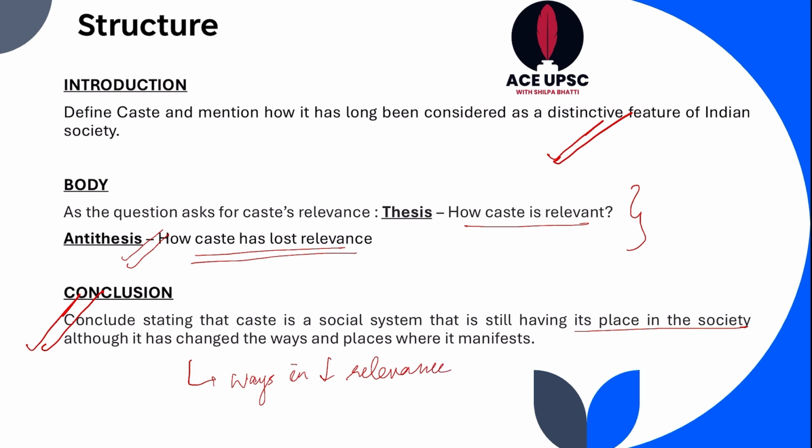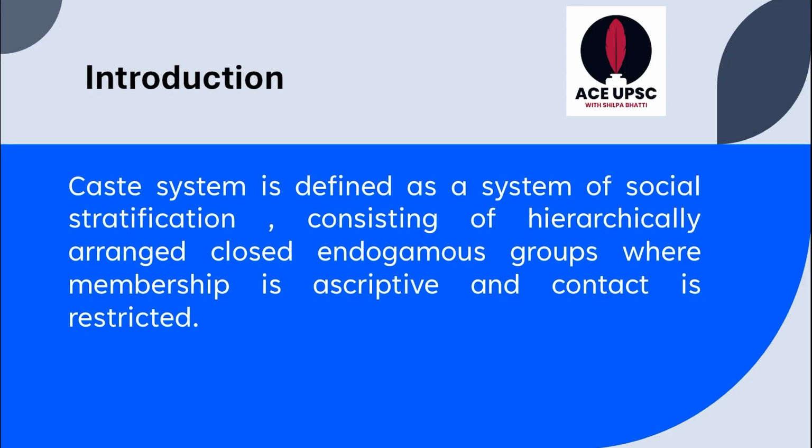Now content, very quickly we'll discuss. So first you will write the introduction. You write down the definition. Caste system is defined as a system of social stratification, hierarchically arranged closed endogamous groups. Membership is ascriptive, contact is restricted. So all these things you will write in your answer.